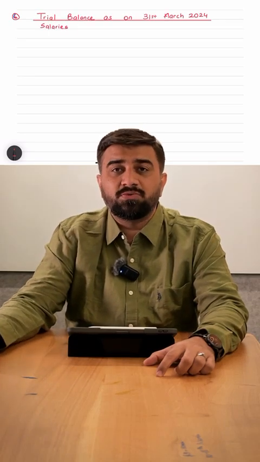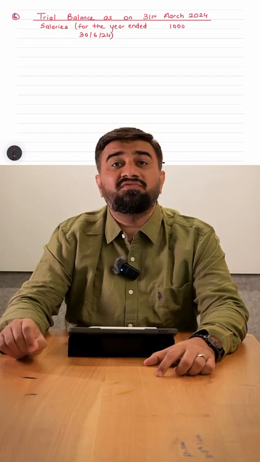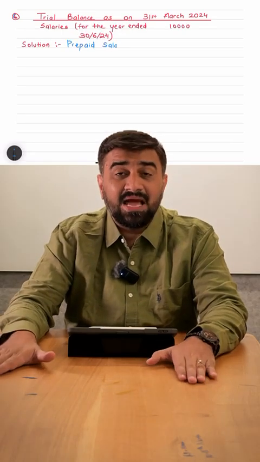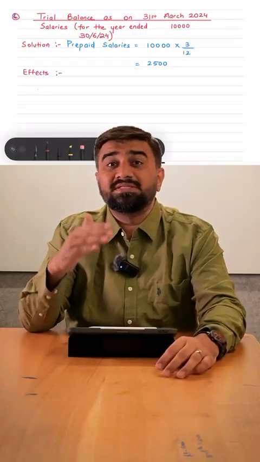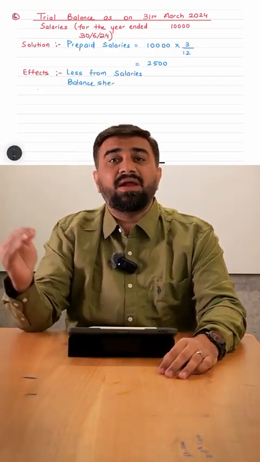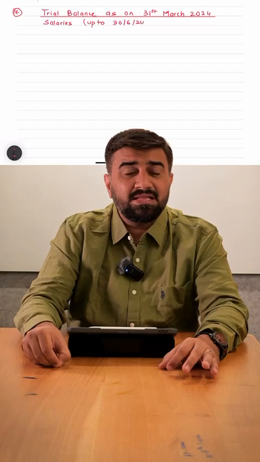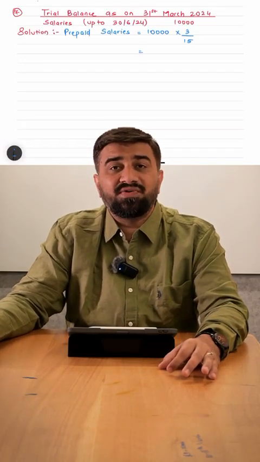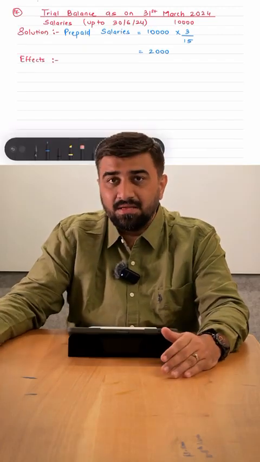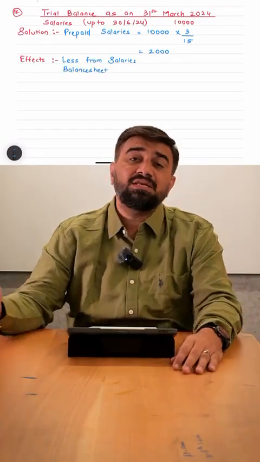Then they may give you salary, bracket, for the year ended 30th June 2024, and your trial balance ends on 31st March 24. Then in that case, after March, April, May and June, these 3 months fall in next year. So next year's salary paid in this year is considered as your prepaid salary. Suppose the amount given to you is 10,000. So 10,000 into 3 upon 12 equals 2,500, known as your prepaid salary, less from salary, balance sheet asset.